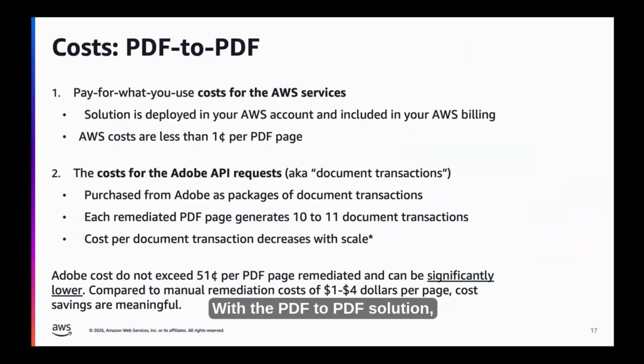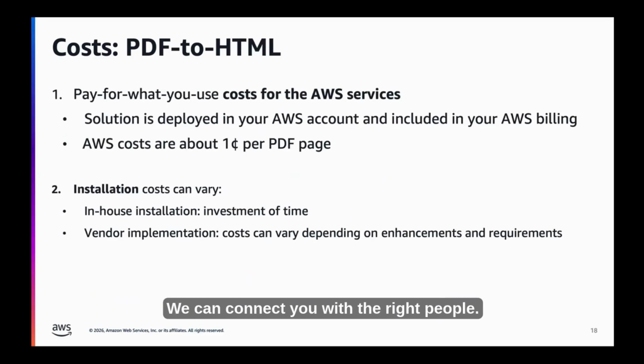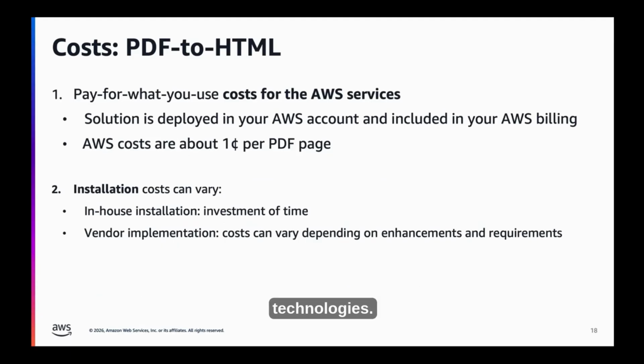With the PDF to PDF solution, it costs less than a penny a page for the use of AWS technology. This is all serverless technology with pay-as-you-go pricing. Then the Adobe API comes into the mix. It will never exceed 51 cents, but it can be significantly less than that per page. We can connect you with the right people. HTML is all native on AWS, so you're looking at about a penny a page for remediation if you're just using the PDF to HTML technologies.